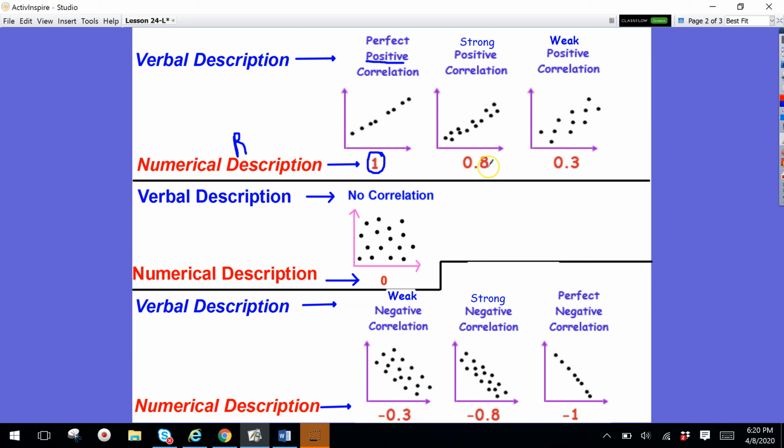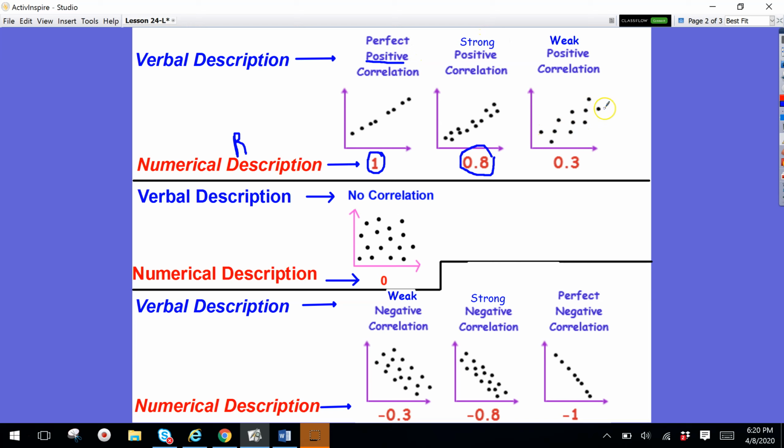Now, something like this looks like it's pretty close to a line. It definitely is going in the shape of a line, and our points are pretty close together. It is going up as well, so as x increases, y also increases. However, it is not as nicely put together as this one. The points are not as close, so this one isn't going to be a perfect one. It's going to be a 0.8, a number really, really close to 1. And this is what we would call strong positive. It's not perfect, it's strong positive.